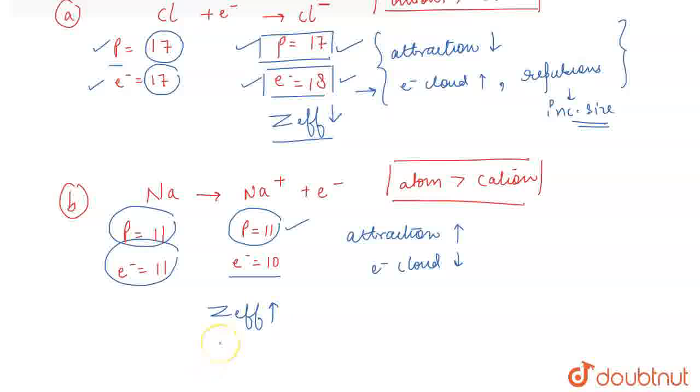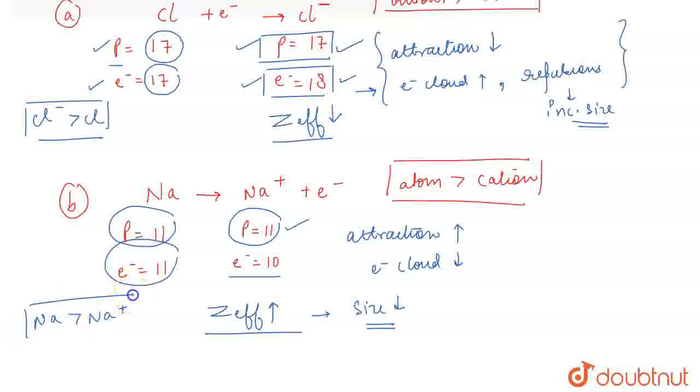Because initially 11 protons were pulling 11 electrons, but now 11 protons are pulling a smaller number of electrons, so they are going to pull them with a greater force of attraction. This will lead to an increase in effective nuclear charge, and hence the size is going to decrease, because the attraction between the electrons and the protons is going to increase, which is going to decrease the electron cloud and hence decrease the size. So these are the theories involved in the sizes. Basically, Cl negative is going to have a greater size as compared to Cl, and Na is going to have a greater size as compared to Na+. That's all for the question.